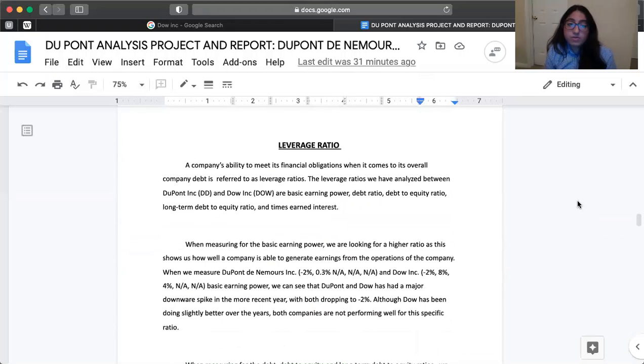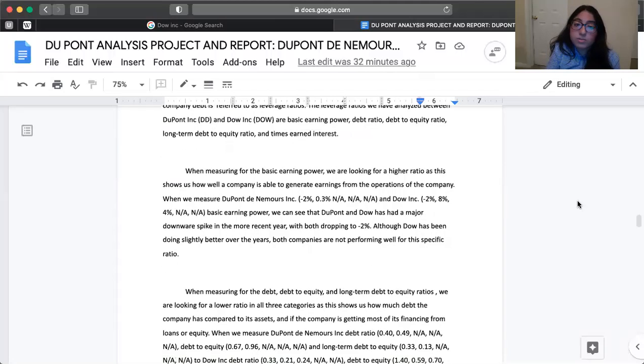Now for the leverage ratio, a company's ability to meet its financial obligations when it comes to its overall company debt is referred to as leverage ratios. The leverage ratios we have analyzed between DuPont and Dow are basic earning power, debt ratio, debt to equity ratio, long-term debt to equity, and times earned interest.